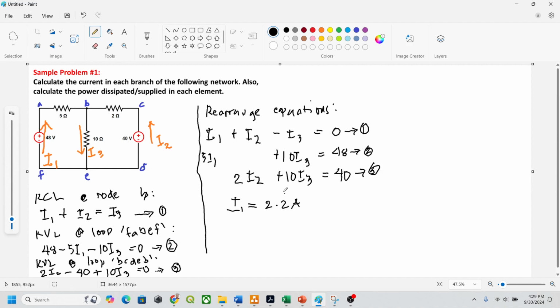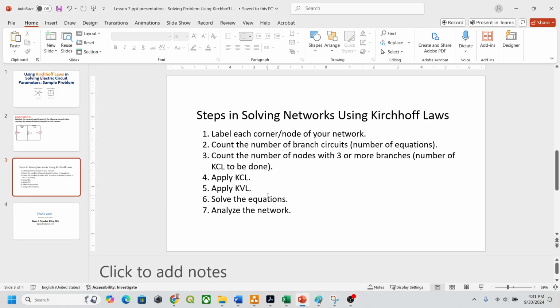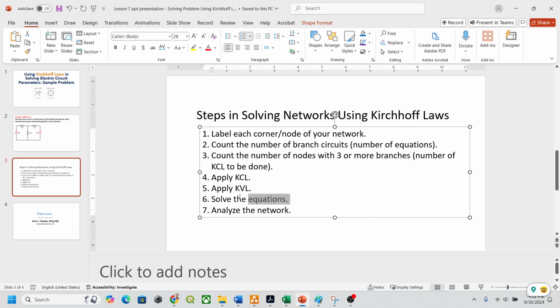Right. So, I2 will be equal to, okay, 1.5 amperes. Okay. And for I3, we have 3.7 amperes, 3.7 amperes. Okay. So we have already done this one. We have already done this part.